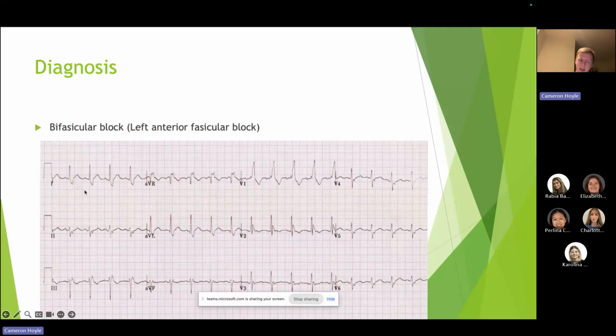You will get left axis deviation if the block is on the anterior part of the left side. If the block is on the posterior, so your left posterior fascicular block, you will get a right axis deviation.